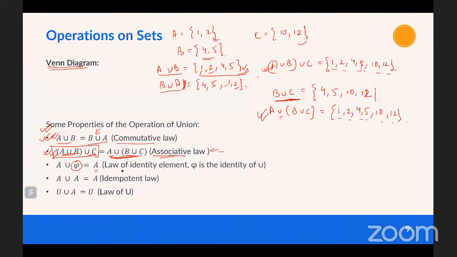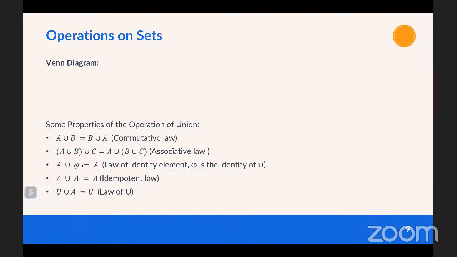Now if you do A union phi, where phi denotes an empty set, then you will get A. This law is known as the law of identity element. So this set phi contains no element. And when you do union of set A and this no element set, then obviously you will get a set which is just the same as the set A. Okay. Let me erase it and then we'll proceed forward.